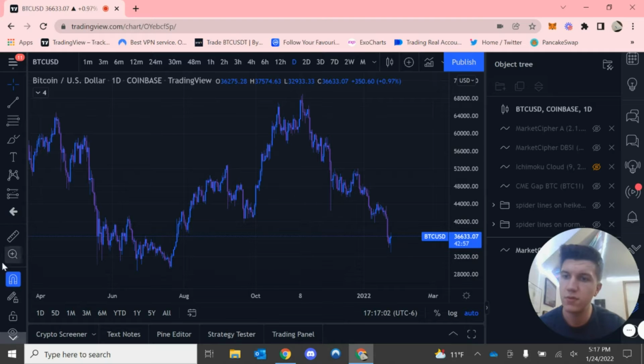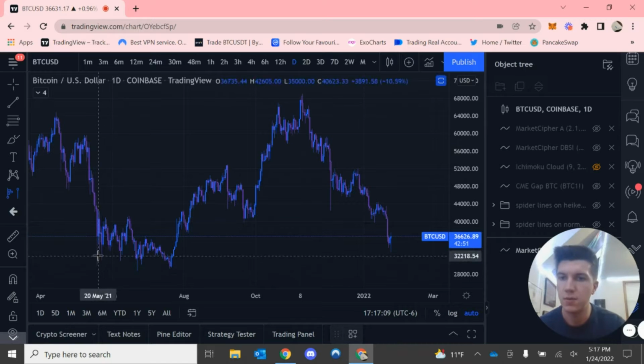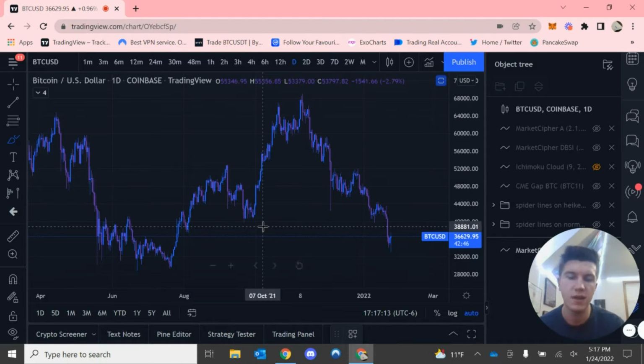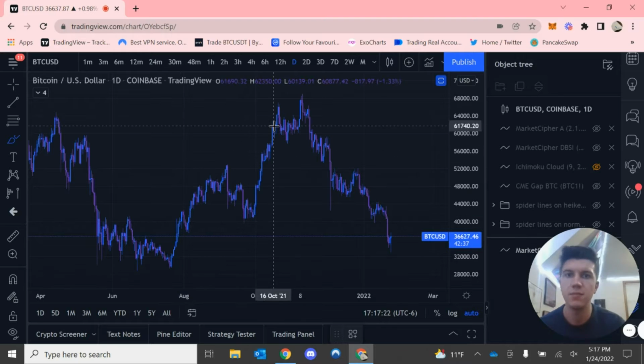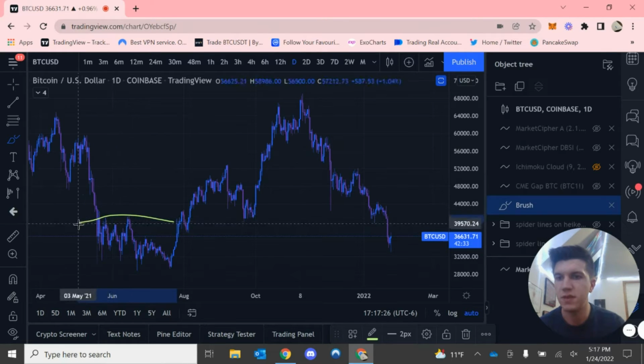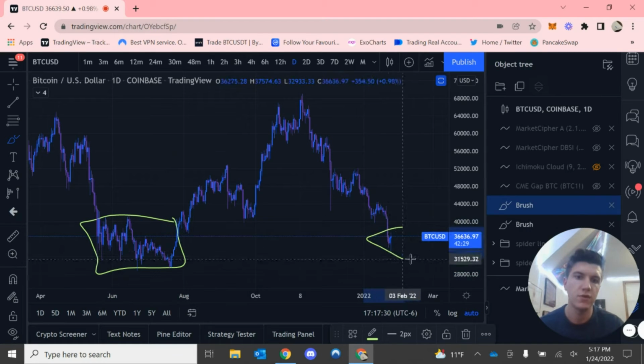The trick to doing this is using the fixed range volume profile tool. And really what you want to look for is similar ranges that have occurred in the past of any asset. In this example, I'm using Bitcoin. But if we go back in time on the daily time frame and zoom out a little bit, we can see we had a previous range that was around the price of the current price we're at right now.